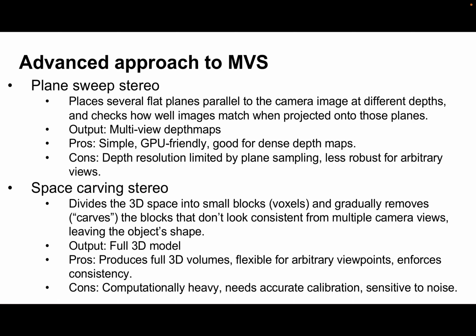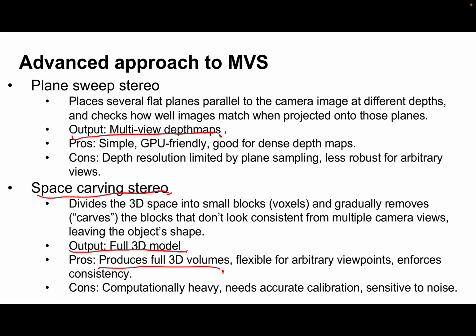So the output is a full 3D model. It is different from plane sweep stereo, right? The output of plane sweep stereo is multiview depth maps, but for space carving stereo, the output is a full 3D model. And the good point of space carving stereo is that it produces a full 3D volume. Plane sweep stereo outputs only multiview depth maps, and multiview depth maps are not a full 3D volume.